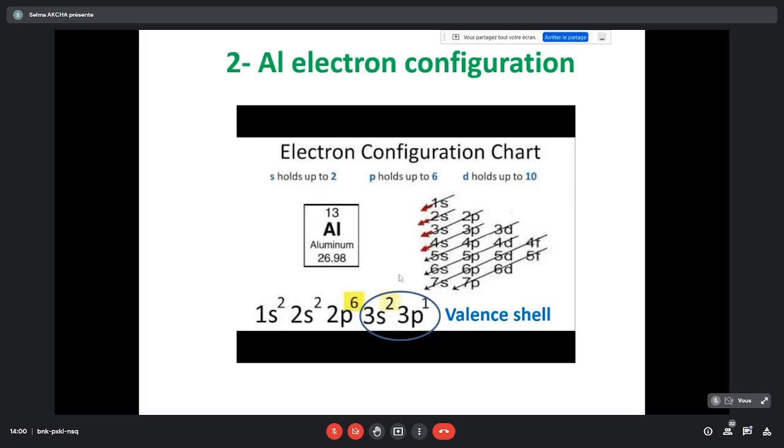Okay? Listen to me and follow, please. Look at the Klitschkowski rule or chart. 1s, 2s, 2p, 3s, 3p, 4s, and 3d. Did you notice that the 4s comes before the 3d? You have to fill the 4s with electrons before the 3d.